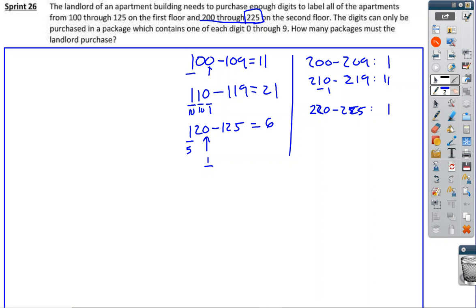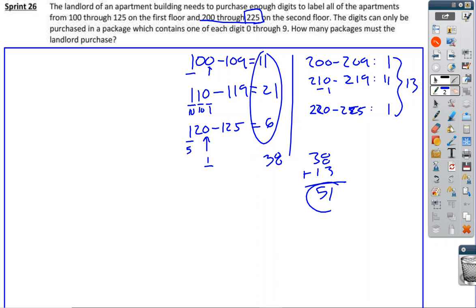Oh, okay. So let's add these together. So altogether, this is 13. Altogether here, well, so that's 32, that's 38. 38 plus 13 is 51. And that's how many packs you're going to have to buy. It seems kind of wasteful, though. I think they should sell them by individual numbers. How about you? All right.